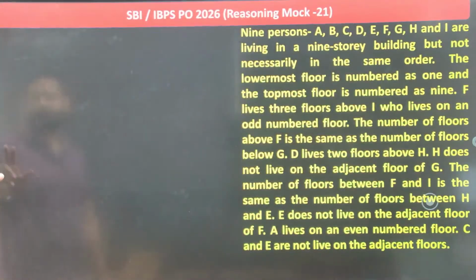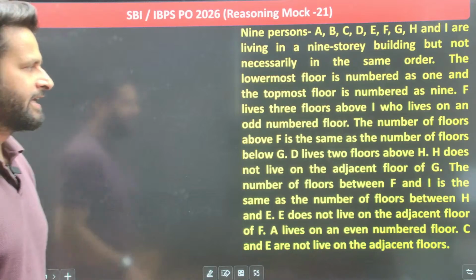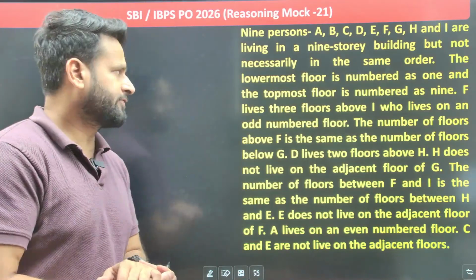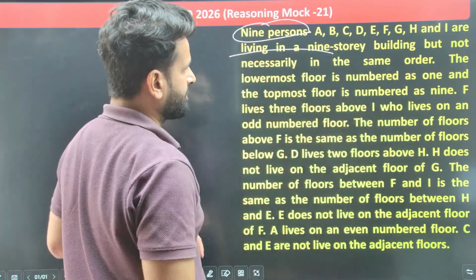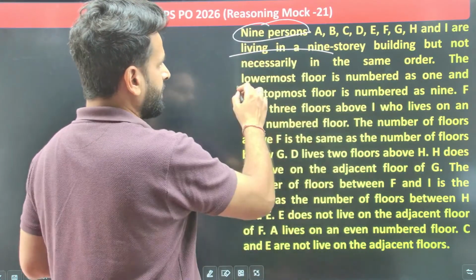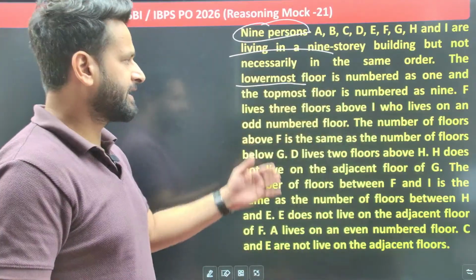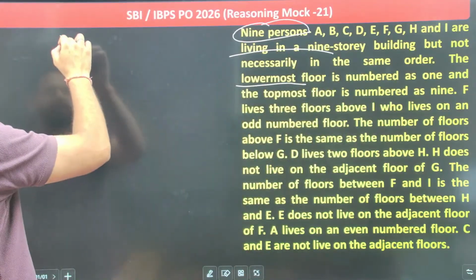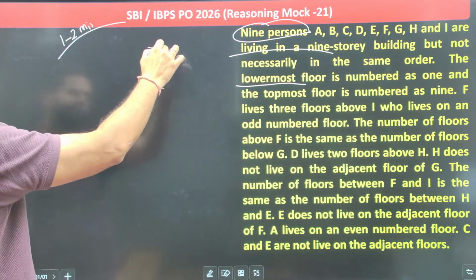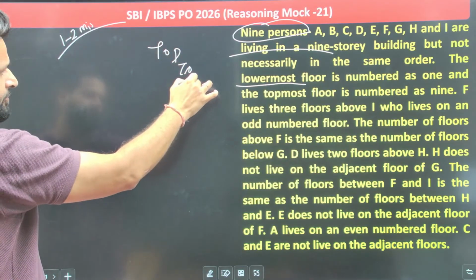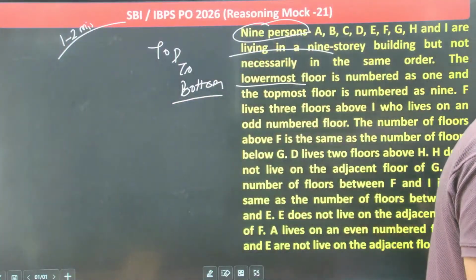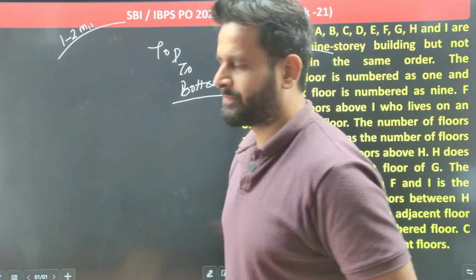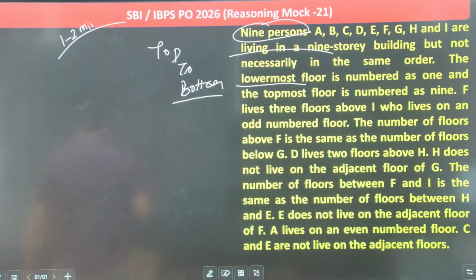Now, the first set for today's class is based on static arrangement and puzzle, that is, based on floor arrangement. There are a total of 9 persons living in a 9-story building. Top to bottom numbering is given. The lowermost floor is numbered 1, and the top is numbered 9. You can take 1 to 2 minutes. What is the arrangement from top to bottom of these persons? Maximum 1 or 2 minutes, not beyond that. We will see the solution then. Give it a try, all of you.